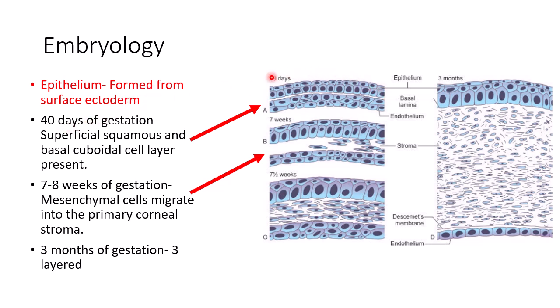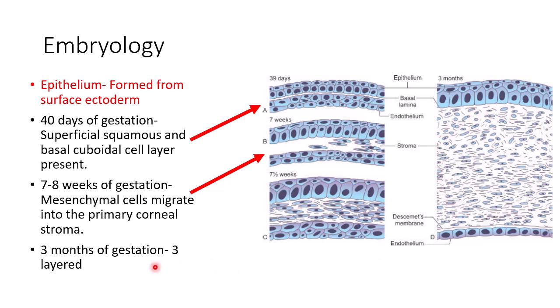This is the epithelium. At about 40 days of gestation, the superficial squamous and the basal cuboidal layer are present. Next, at 7 to 8 weeks of gestation, mesenchymal cells migrate into the primary corneal stroma, right? So here, at about 7 to 8 weeks, the mesenchymal cells have migrated into the primary stroma. So this is what the stroma now looks like.